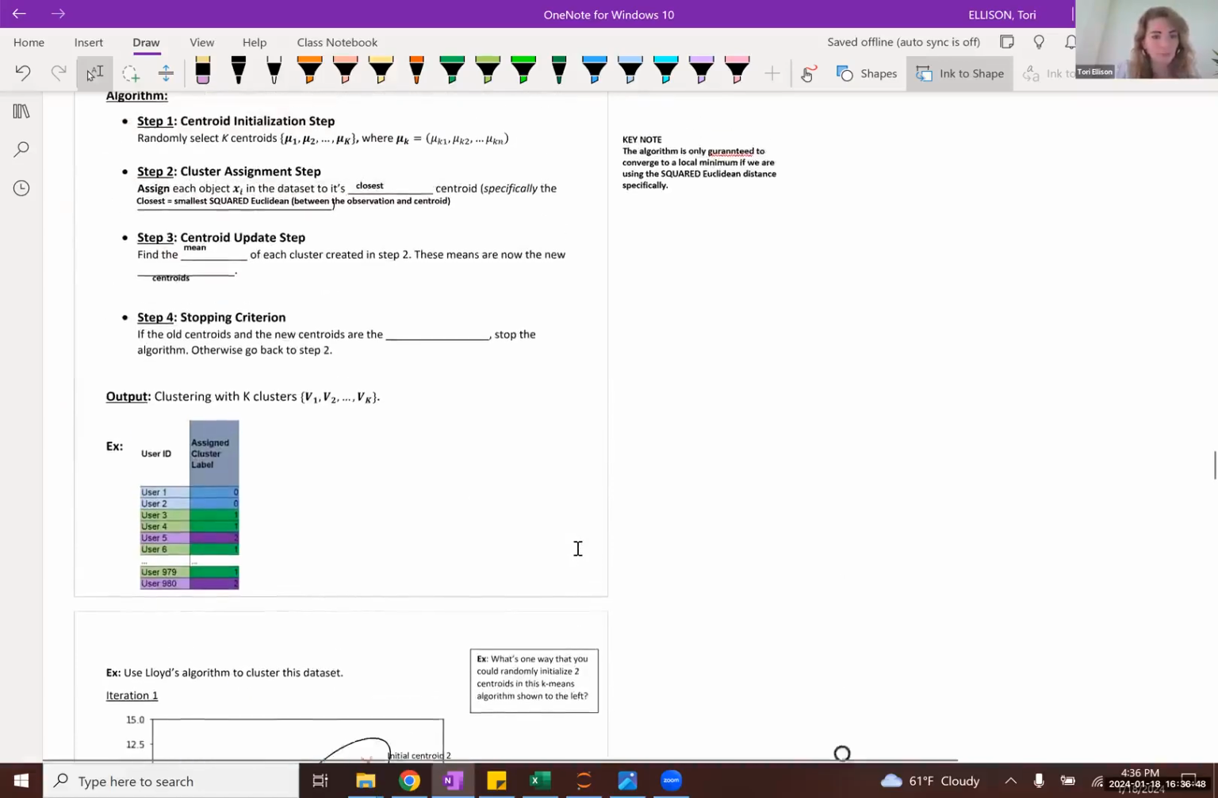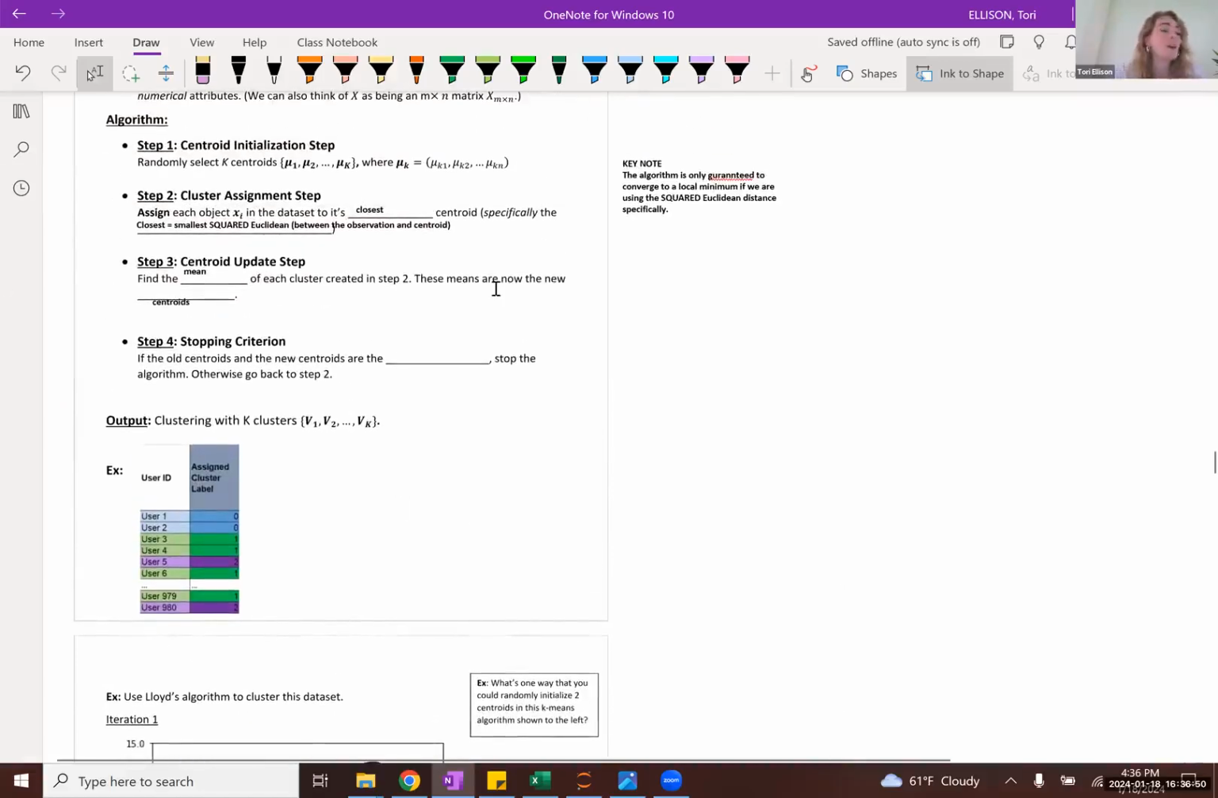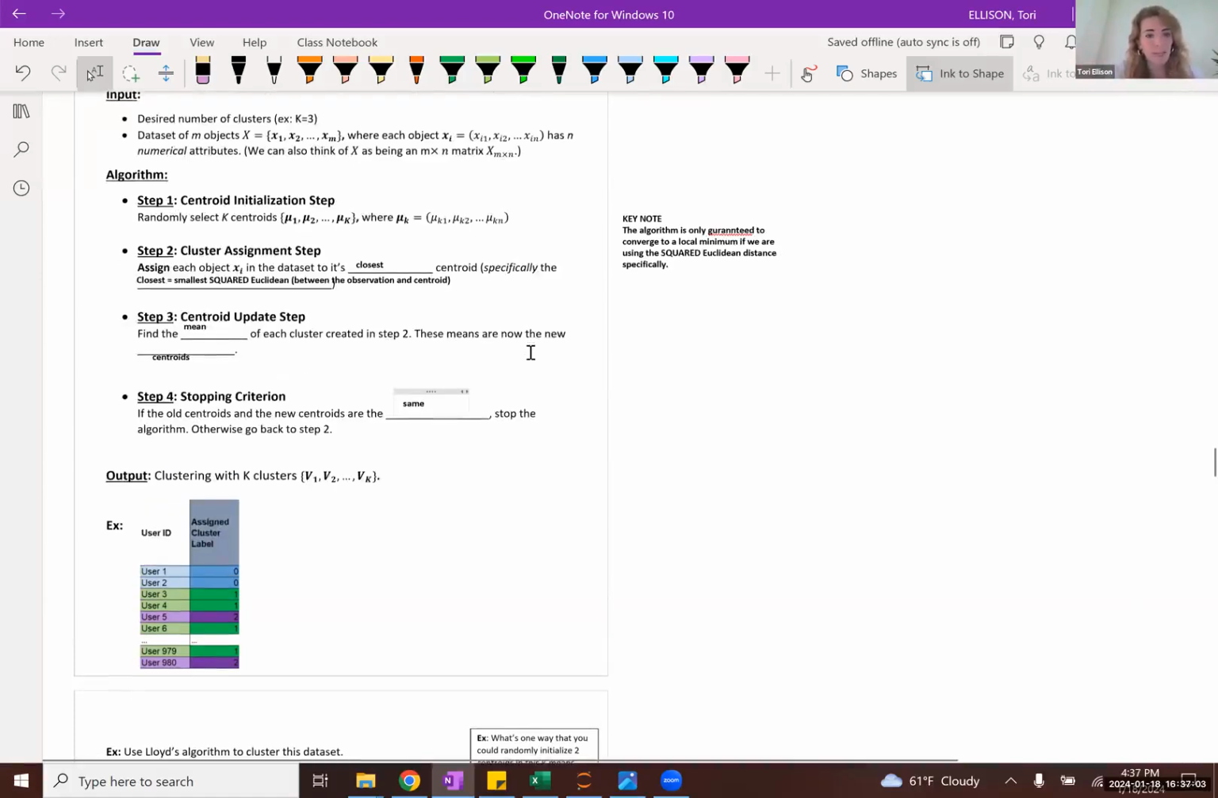And so final step is evaluating our stopping criterion. So if the old centroids and the new centroids are the same, then we basically stop the algorithm and we have our final local minimum clustering. If not, we simply go back to step 2 and begin again. Okay. All right, questions on that?